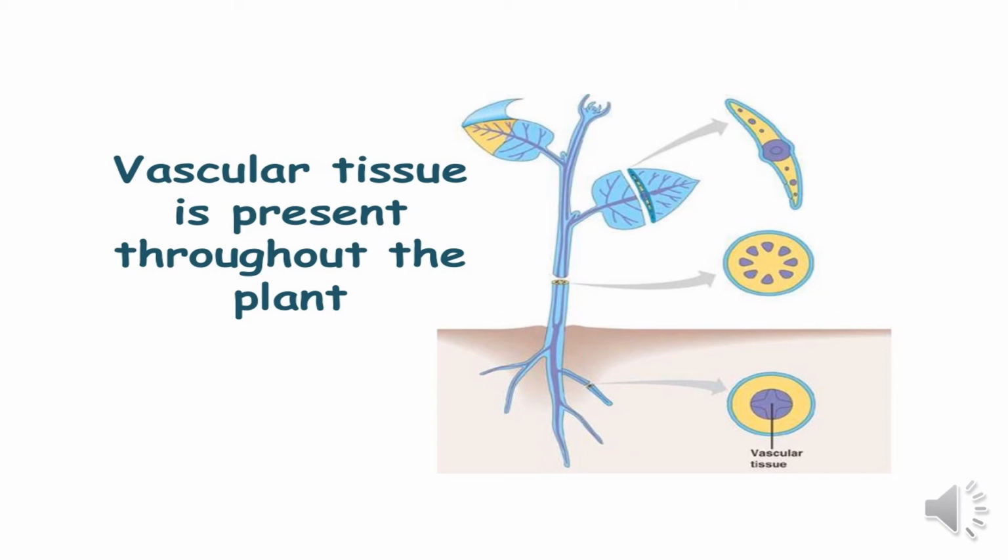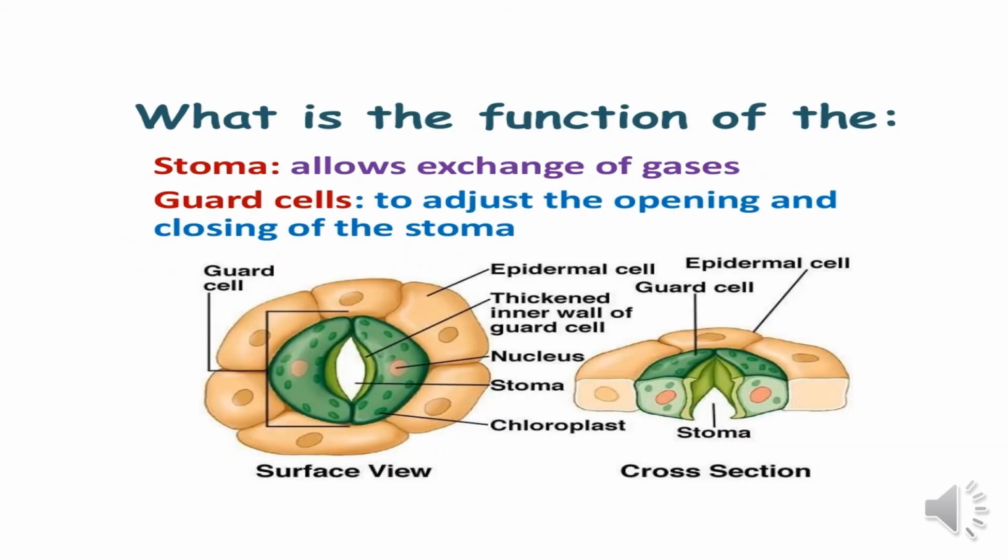Now, vascular tissue. If we talk about the vascular tissue, xylem and phloem, they are present throughout the plant because all the parts of the plant need water and food as well. Now, what is the function of the stomata? I told you, but in this diagram you can see the structure and all the parts of the stomata. Stomata allow the gaseous exchange process, and the stomata consist of guard cells.